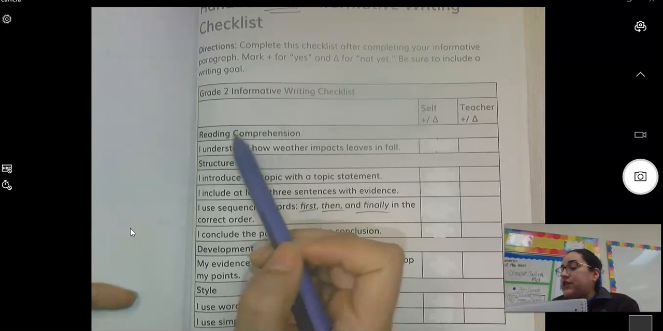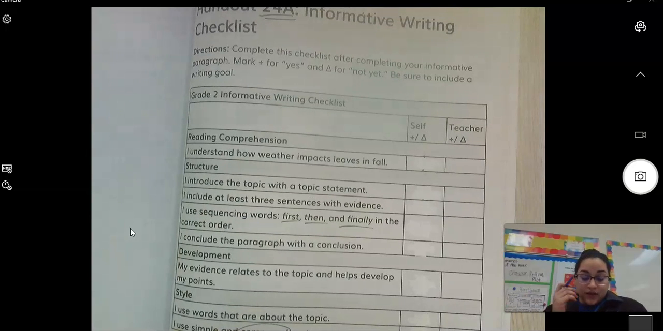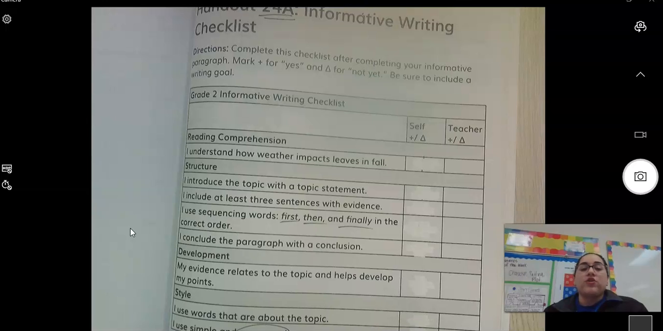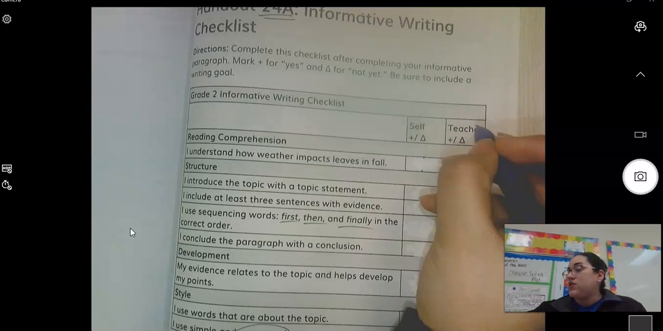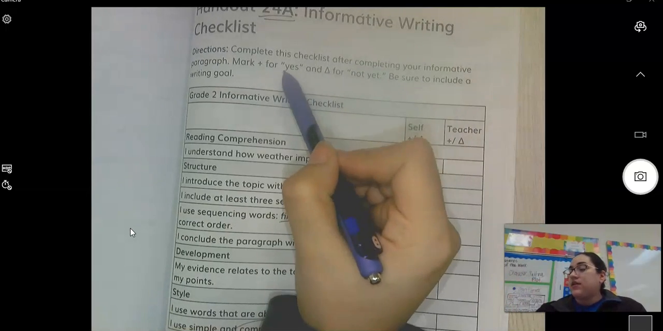So the very first sentence that we have here says, I understand how the weather impacts leaves in fall. So we look at our paragraph. Did you fully understand how weather impacts leaves? If you feel that you did understand that, then mark a plus, a positive. If you feel that you did not understand, or you're not yet understanding why leaves change color, then you write a triangle, and that means not yet. So if you write, I understood why leaves change color, so I'm going to write a plus, and that is for yes.